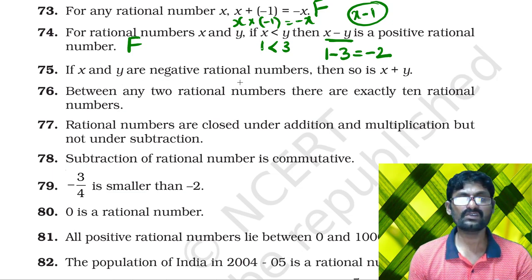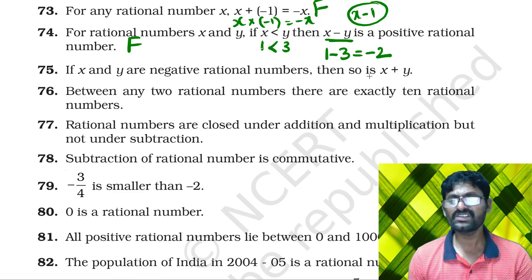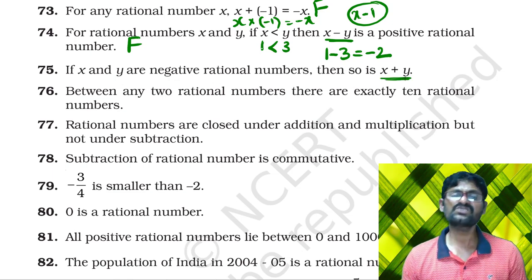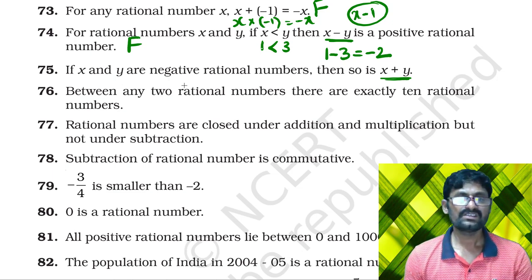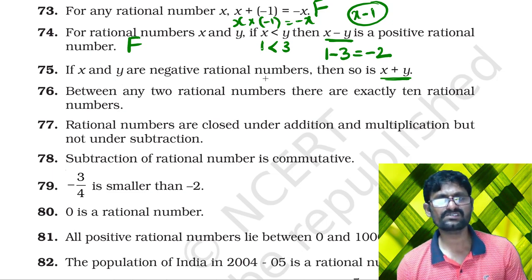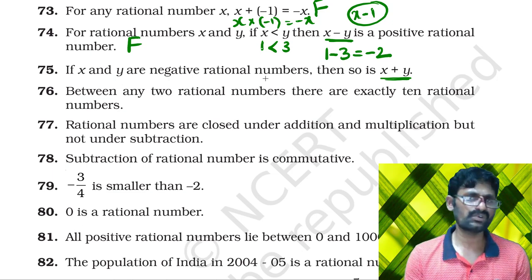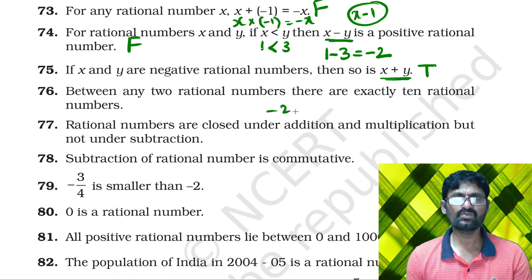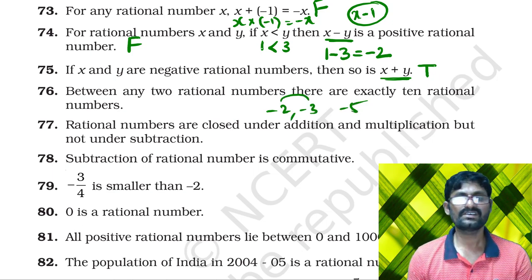Next, 75th problem. If x and y are negative rational numbers, then so is x plus y. That means if x and y are negative rational numbers, then x plus y is also a negative rational number. That is the meaning of this one. If we take x and y as two negative rational numbers, surely if we add two negative rational numbers, we will get again a negative rational number. So this is a true statement. If we take -2, -3, if we add these two, you will get -5, like that.